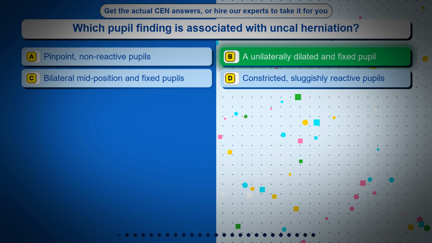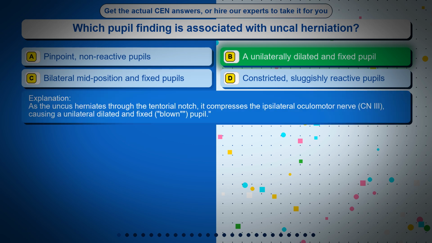The correct answer is option B. A unilaterally dilated and fixed pupil. As the uncus herniates through the tentorial notch, it compresses the ipsilateral oculomotor nerve, CN3, causing a unilateral dilated and fixed, blown pupil.